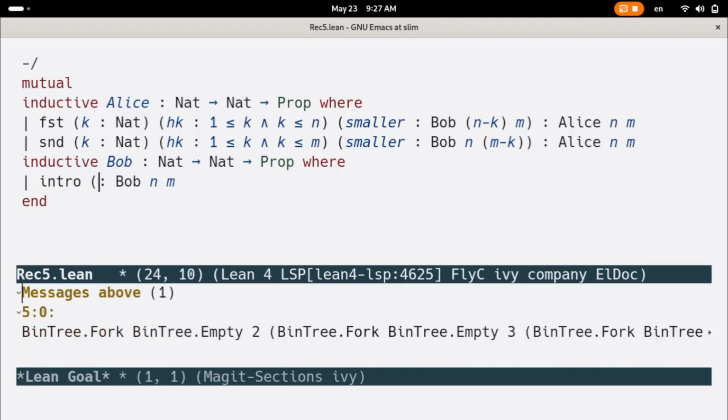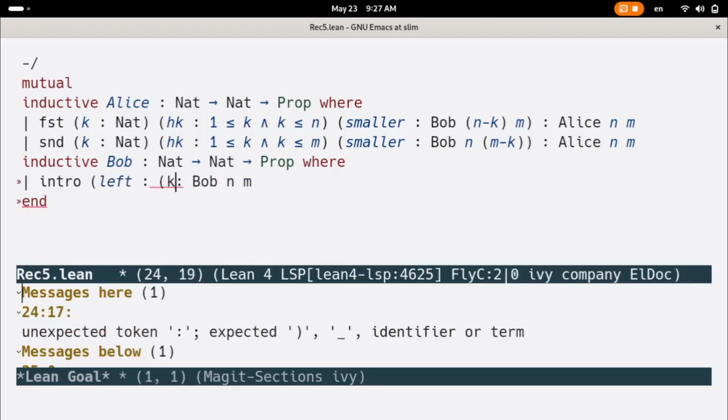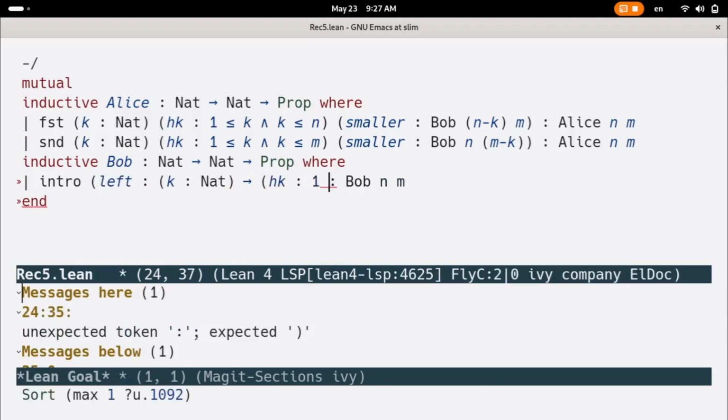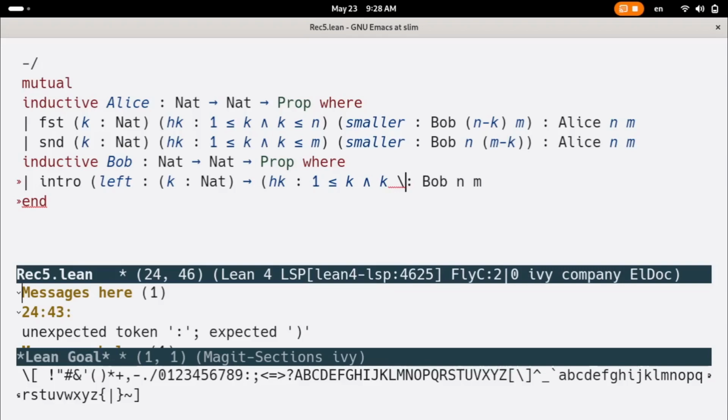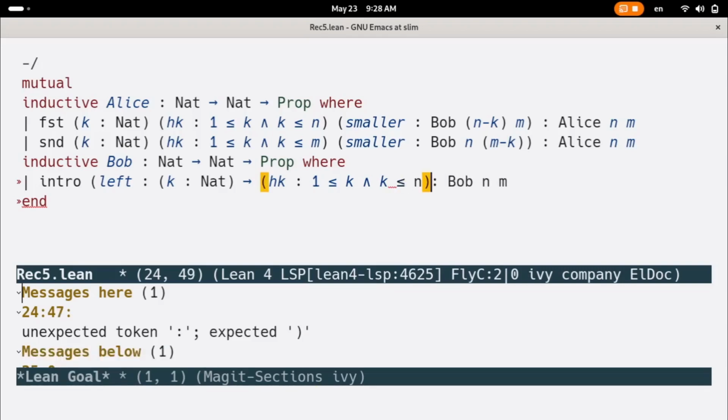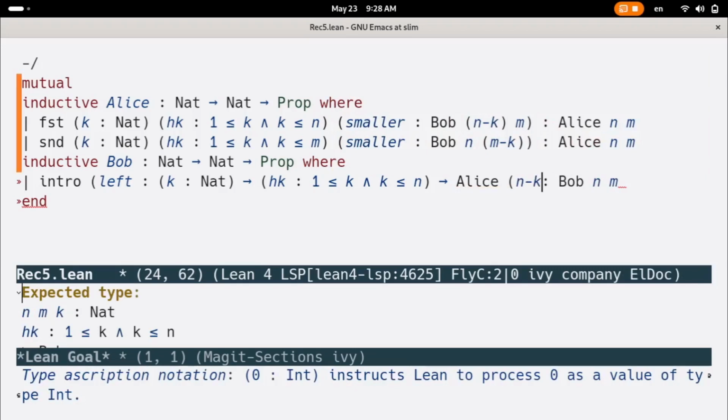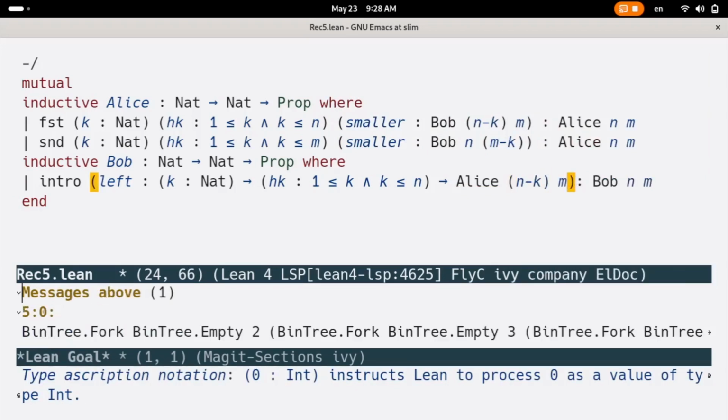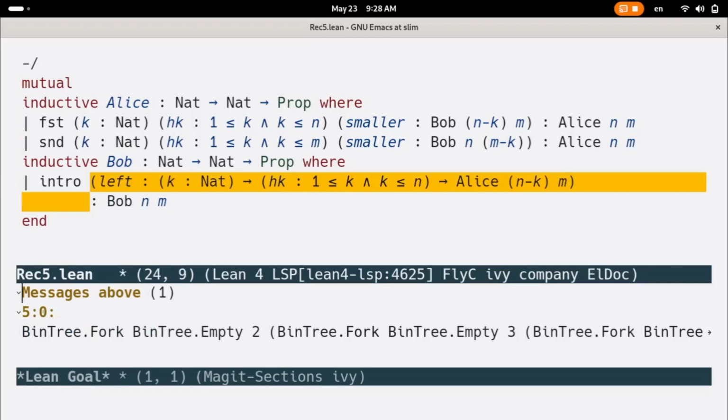So how can Bob win this game? Notice that for Bob to win this game, we must have a strategy to counter whatever the first move made by Alice. That is, Bob must provide two functions left and right. So the left function is the strategy to follow if Alice plays on the first heap in the first move. So we need to map any natural number k in between 1 and n into a winning strategy for the first player in the game n minus k, m.